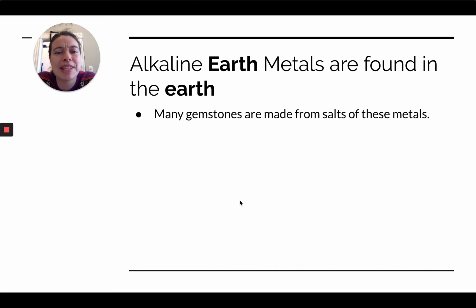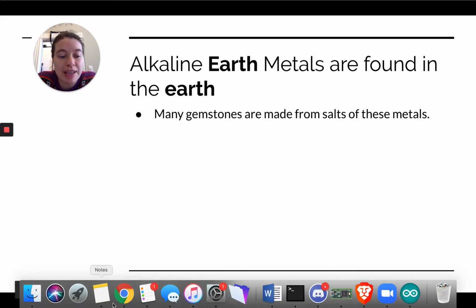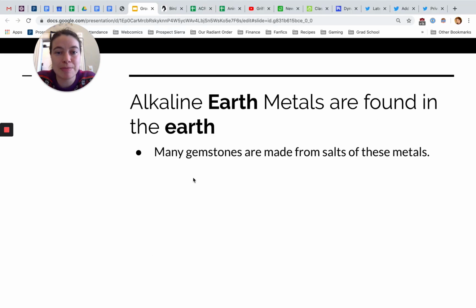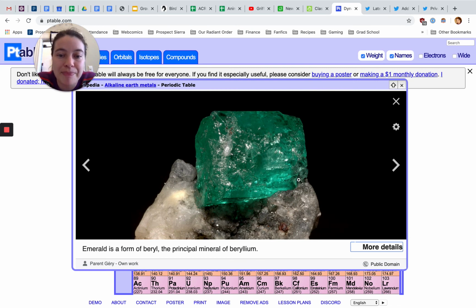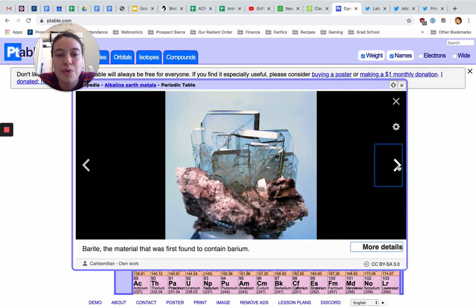The other thing I want you to know about the alkaline earth metals is that they are found in the earth. Many gemstones are made out of salts of these metals. So I'm going to take a moment and show you what some of these might look like. So this is emerald. Emerald is a gemstone that you've probably heard of, and it is made from beryl, which is a mineral that beryllium is found in nature. So in nature, you would oftentimes find beryllium in these crystals like emerald. Here is an example of barite, which also forms these beautiful crystals. And that's where you would find barium in nature, is in crystals like this.